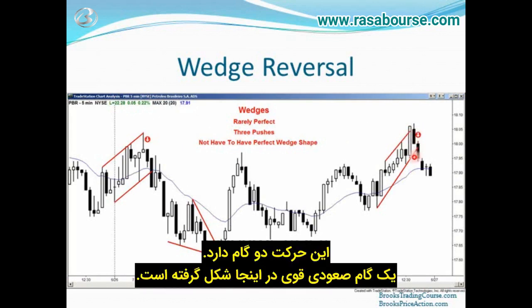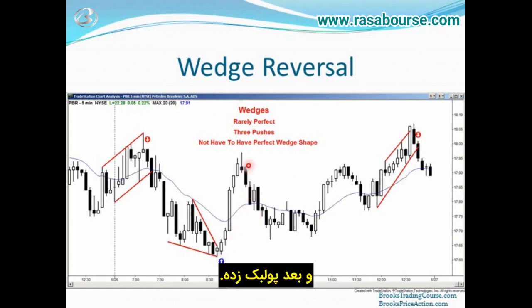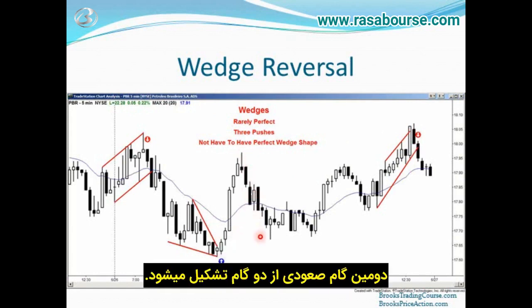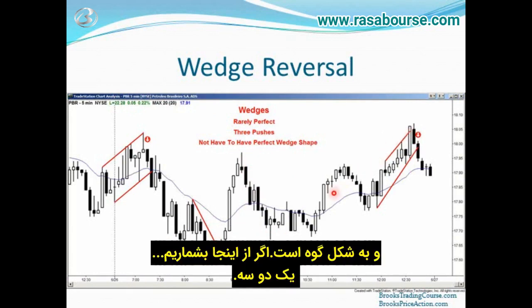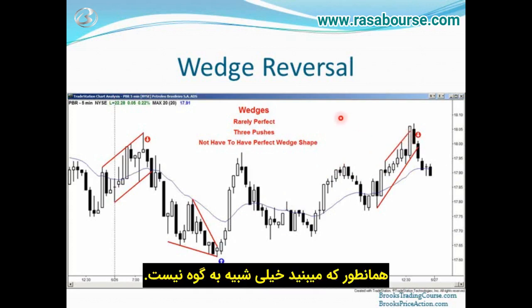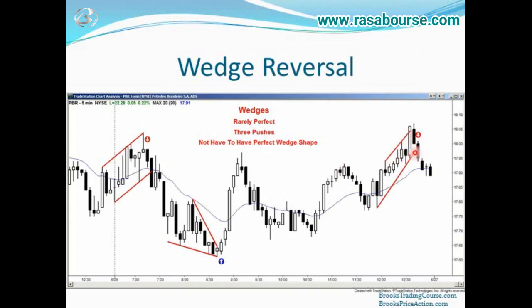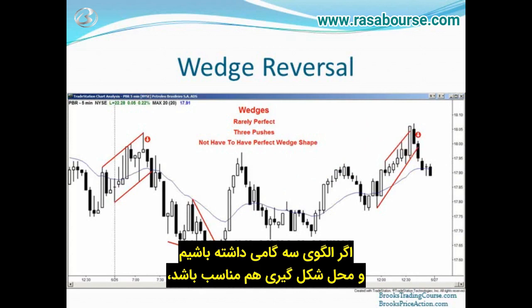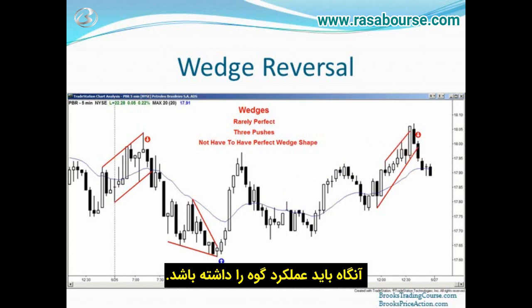It's a 2-legged move. We have a strong move up here, and then a pullback, and then a second leg up. Second leg up had 2 legs, and arguably even a wedge shape if you start here at 1, 2, 3. So reasonable short at the top of a trading range. Again, not really a wedge shape, doesn't matter. If it has 3 pushes and the context is right, it should function like a wedge.